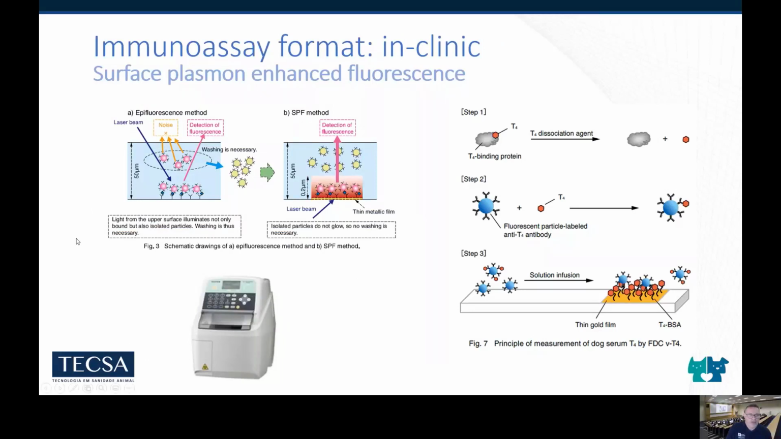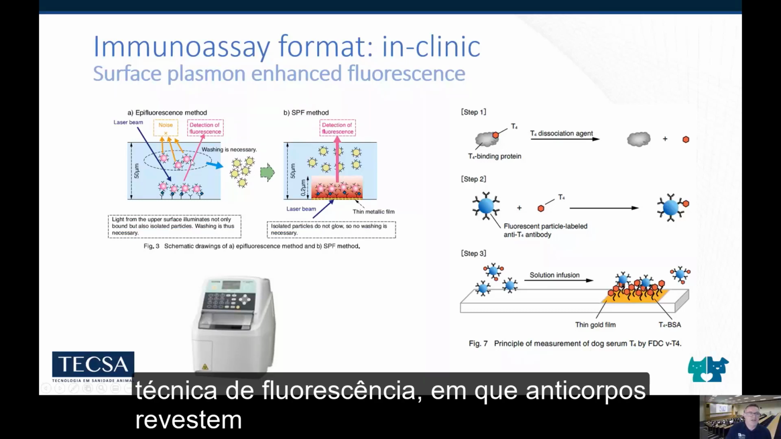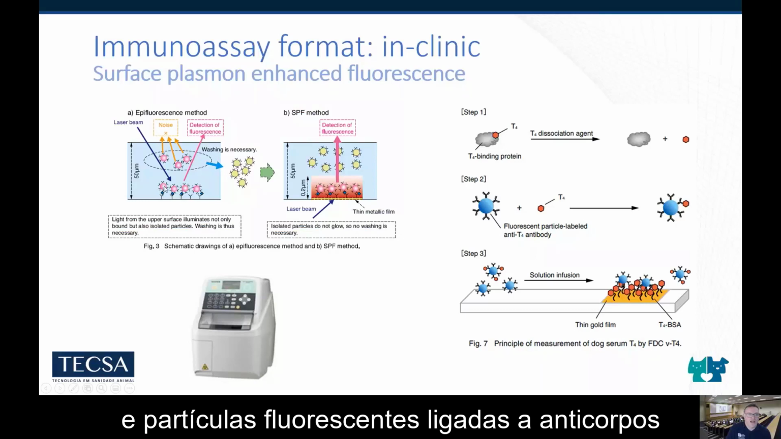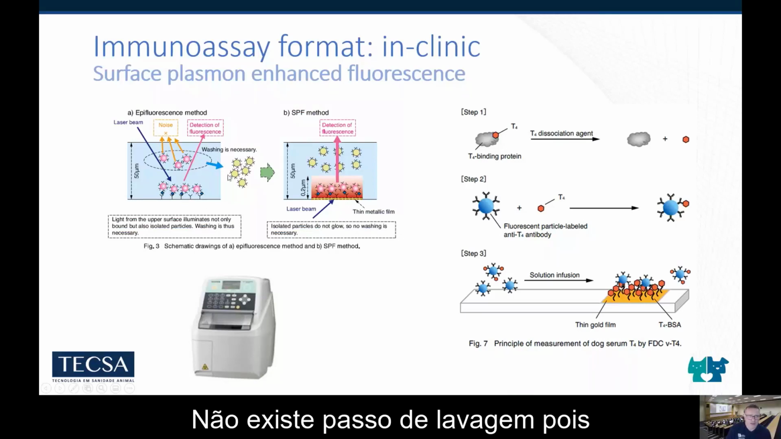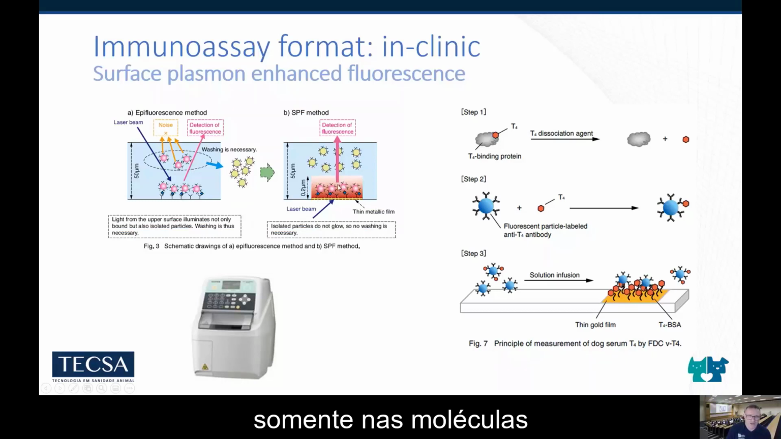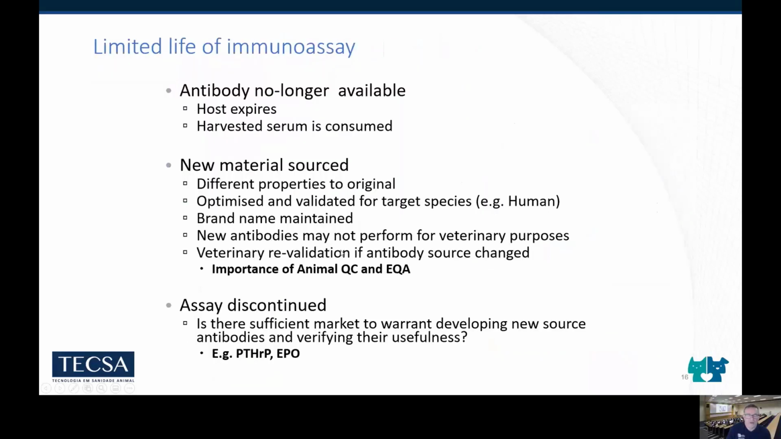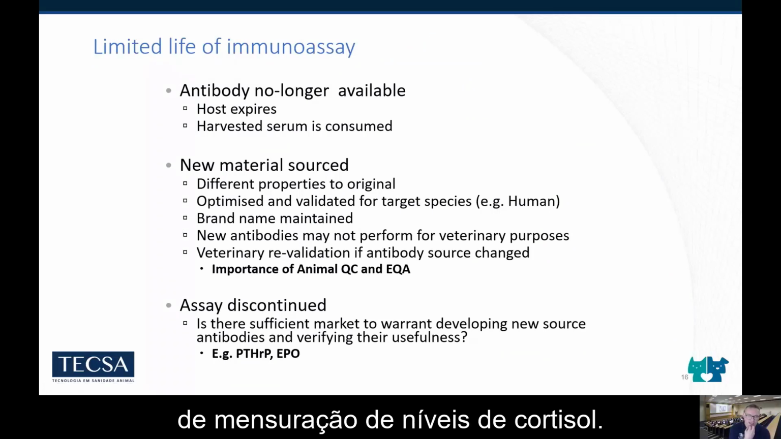One of the other in-clinic devices that can measure cortisol uses a fluorescence technique, where again there are antibodies bound to a well, the hormone of interest interacts, and then some more antibody-bound fluorescent particles will bind to those. There's no need for a wash step because the excitation reaction is happening only to those molecules that are tightly attached to the bottom of the membrane. So those are some of the different concepts in cortisol measurement technology.